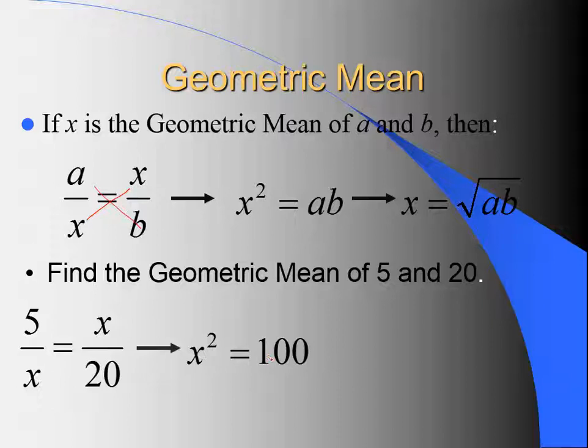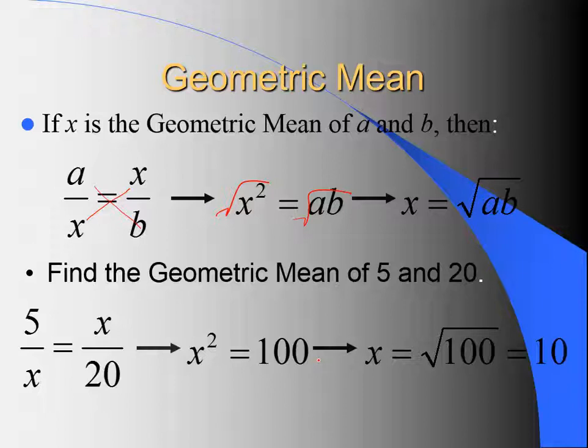Now think, what is the next step going to be? What did we do up here? How did we go from x squared to x? We took the square root. So what is the square root of x squared? And what is the square root of 100? x equals 10, and it's going to be the positive. It's always going to be the positive root.